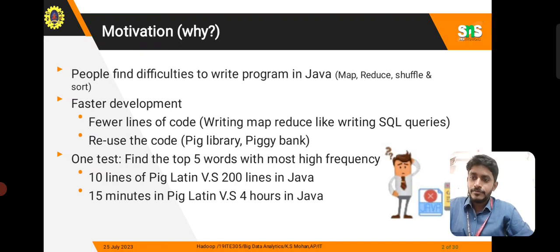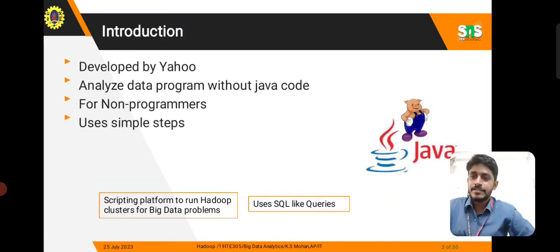So here 10 lines of Pig Latin equal similar 200 or more lines of Java programming. Compared to Java, plenty of lines of programming are replaced with single lines, which helps reduce the code. So 15 minutes in Pig Latin is comparable to 4 hours of Java programming. Comparatively, the time is reduced by 10 to 20 times compared to Java. Next we come to the introduction part of Pig.